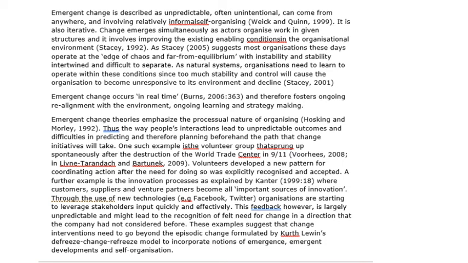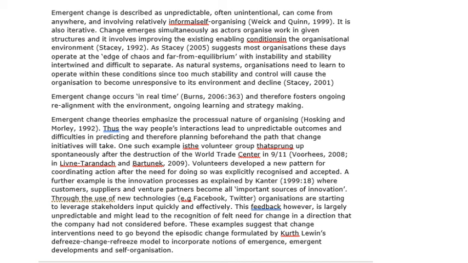(Borhose, 2008). Volunteers developed a new pattern for coordinating action after the need for doing so was explicitly recognized and accepted. A further example is the innovation processes as explained by Cantor in 1999, where customers, suppliers and venture partners become all-important sources of innovation. Through the use of new technologies, organizations are starting to leverage stakeholders' input quickly and effectively. This feedback, however, is largely unpredictable and might lead to the recognition of felt need for change in a direction that the company has not considered before.